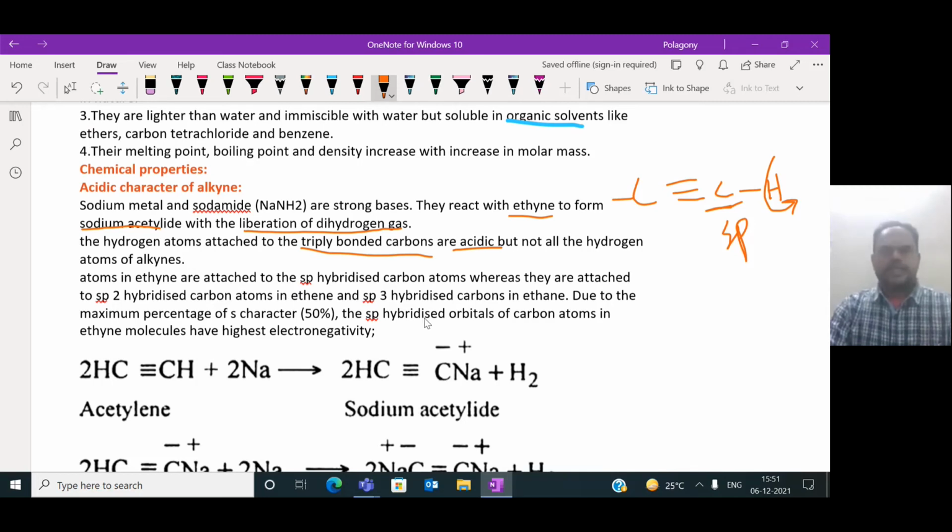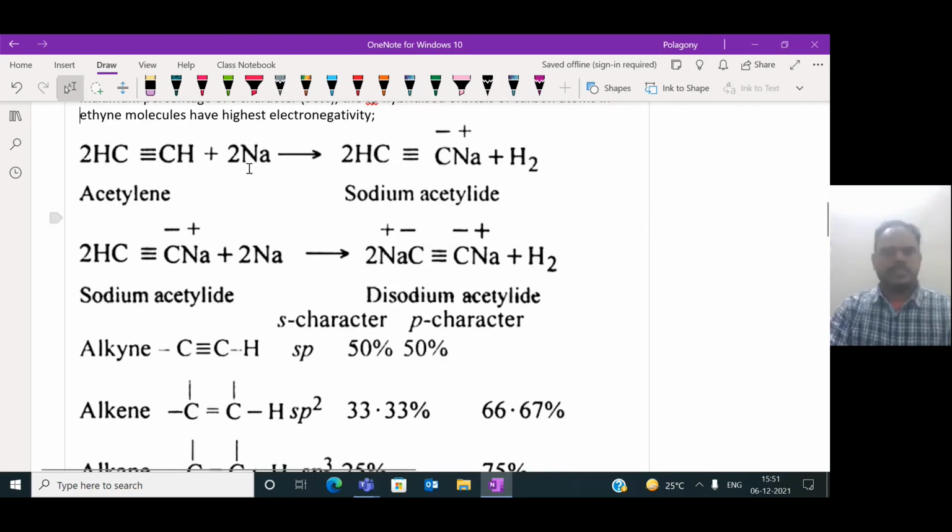Now let us discuss the reaction of sodium metal. When sodium metal reacts with ethyne, the sodium metal can displace the hydrogen atoms. You can see here the hydrogen atom is displaced by the sodium, and if you take 2 moles, 2 hydrogen atoms are displaced. Now you can see disodium acetylide, and hydrogen gas is liberated from this process.